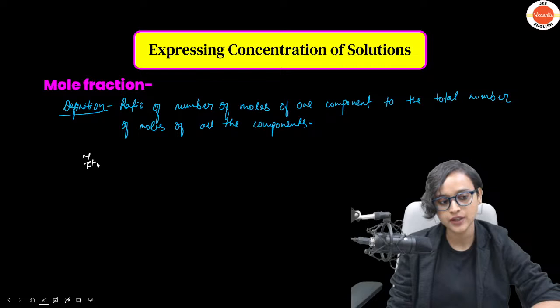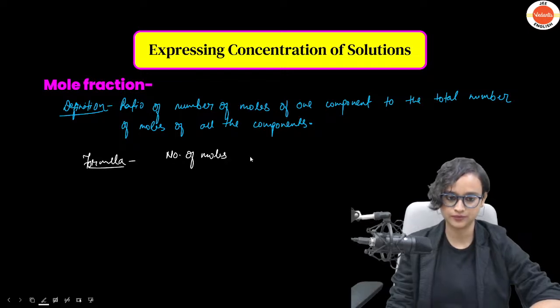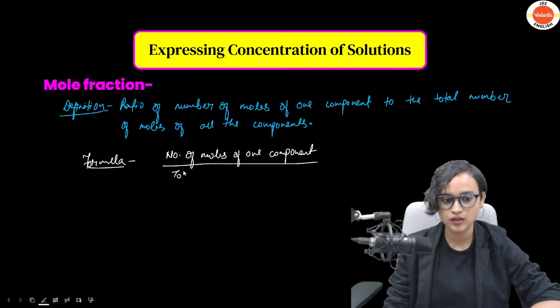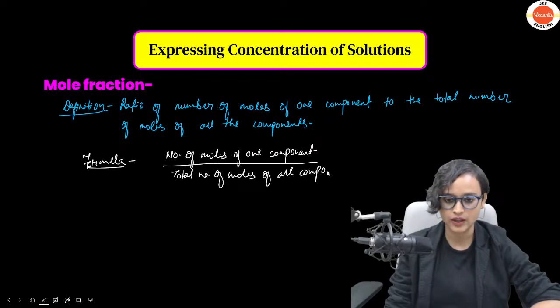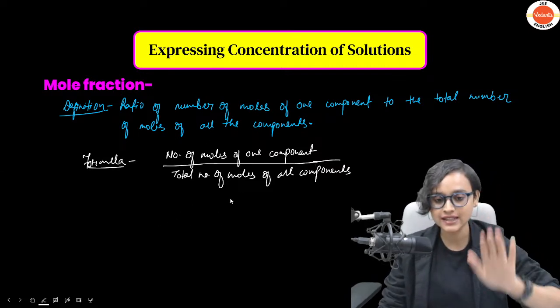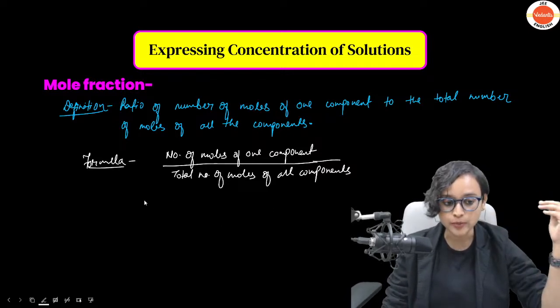Let's write the formula. What is the formula, guys? The formula is number of moles of one component divided by total number of moles of all components. Now in this case, you don't have to multiply it with anything, you don't have to divide it with anything. That's it. That is your formula. But let me give you another example so that you are able to reproduce it in exam.